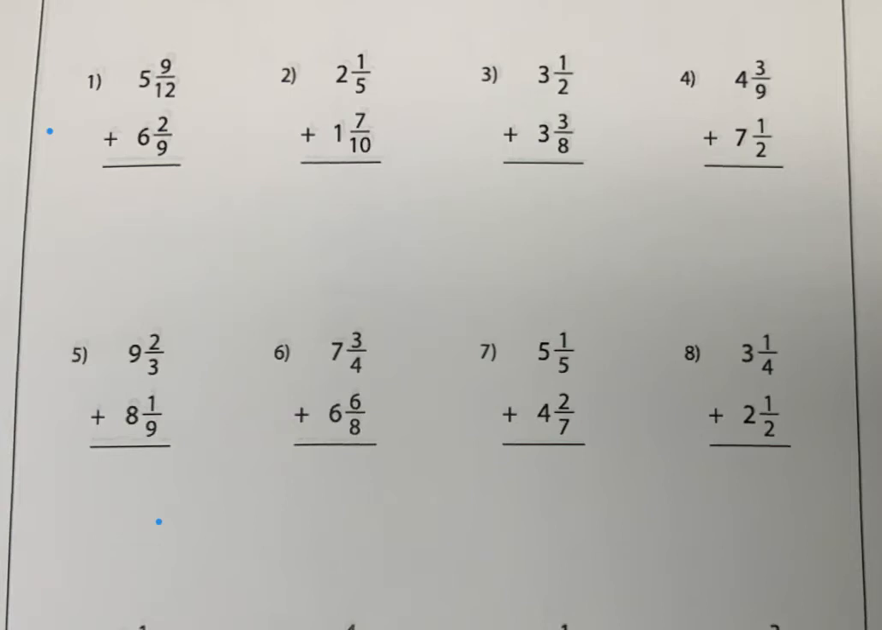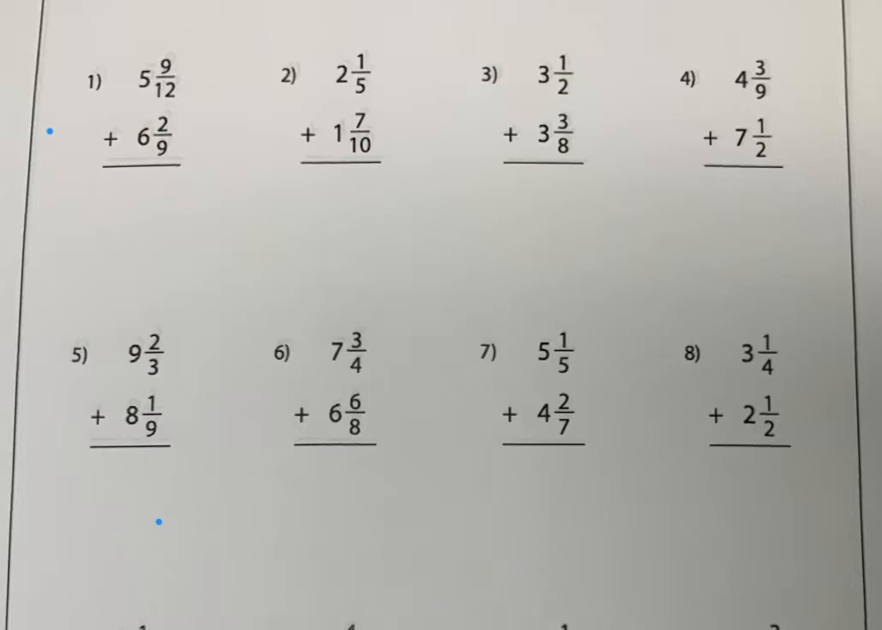Adding mixed numbers is just like adding fractions. The only difference is you now have a whole number to add and a fraction to add. Same thing if you were subtracting. You would have whole numbers to subtract and then fractions to subtract.